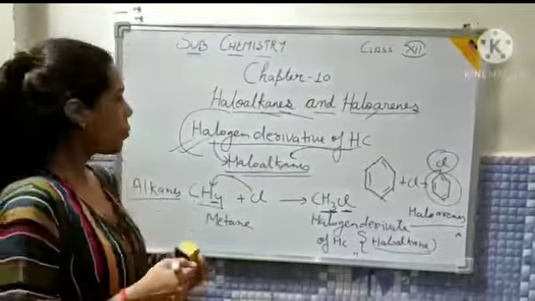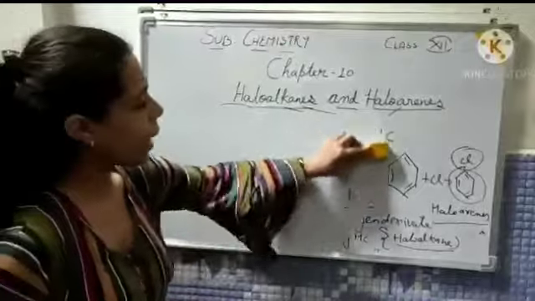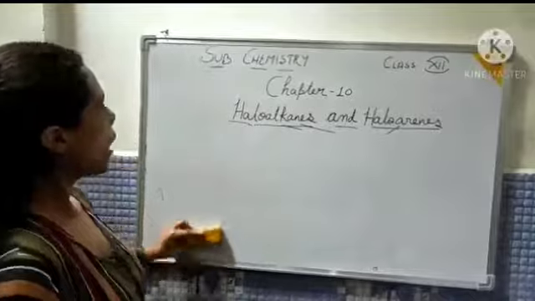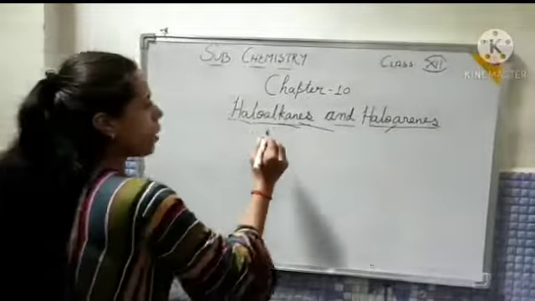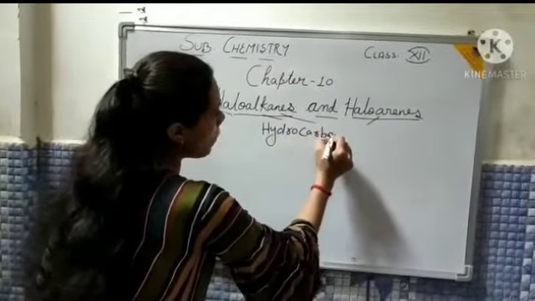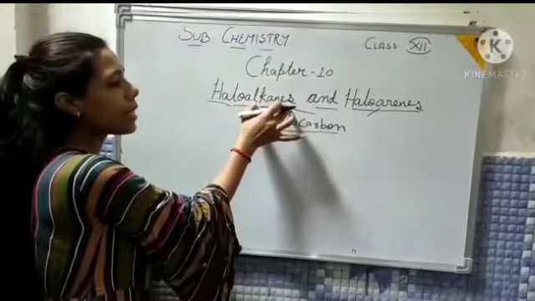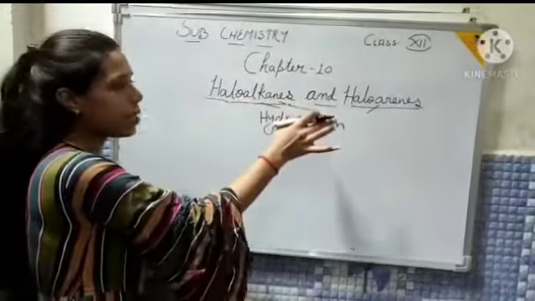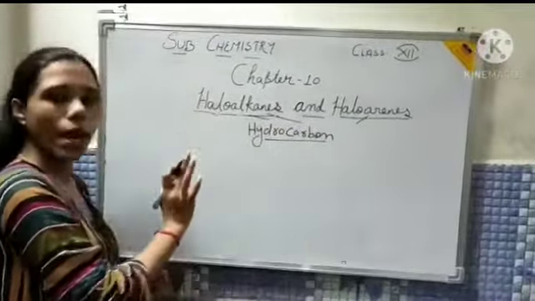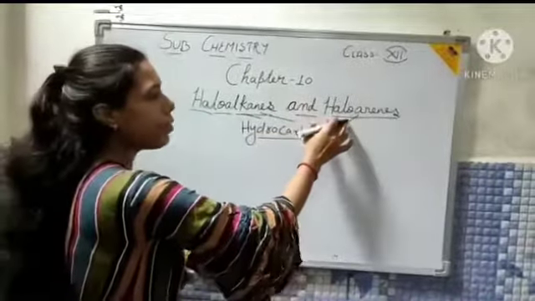Now I told you about the hydrocarbon, but maybe some of the students are confused about what hydrocarbons are. It's a basic thing we are revising, so let me tell you. To make a haloalkane, halo means halogen, and alkane means a straight chain of carbon, and when you replace one hydrogen with a halogen atom, it forms a haloalkane. When you replace one hydrogen from the aromatic ring, it forms the haloarenes.